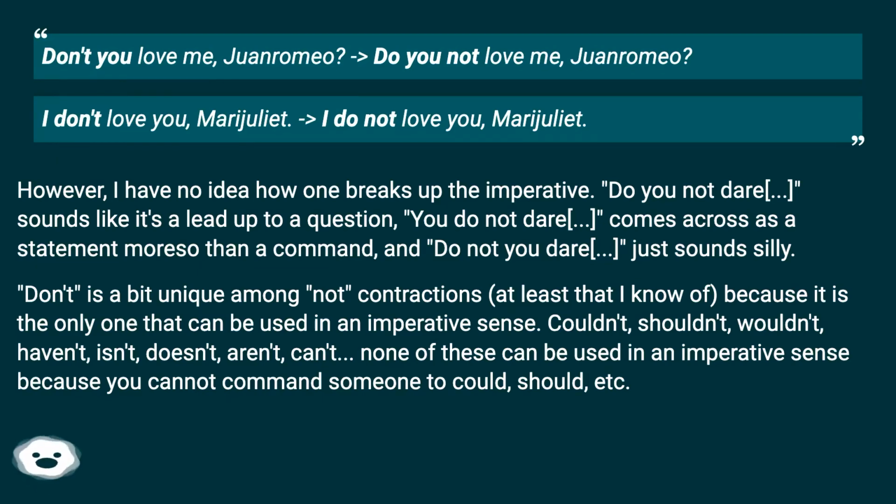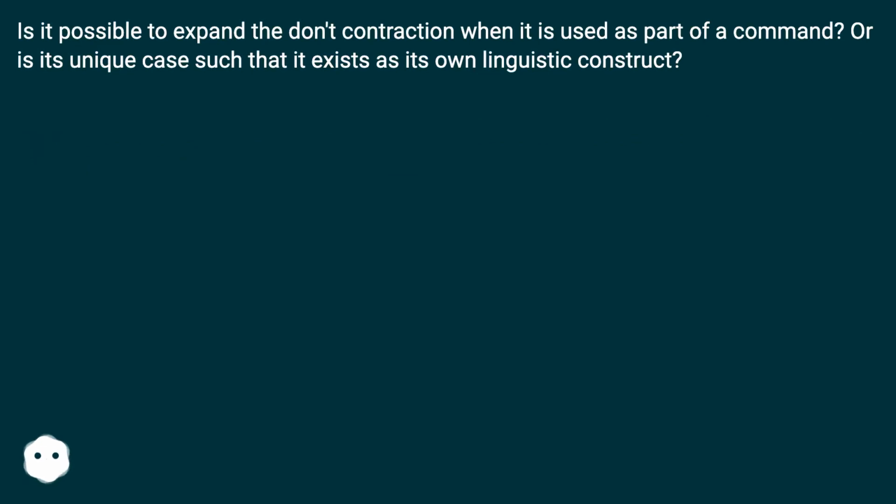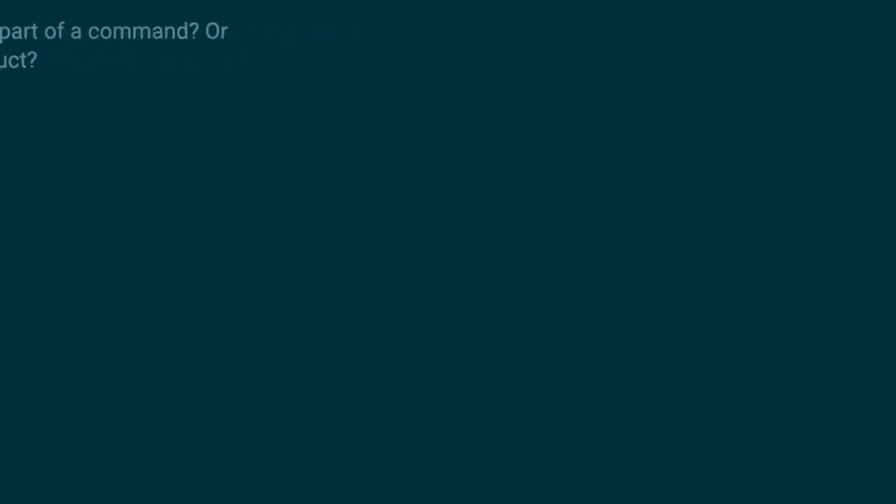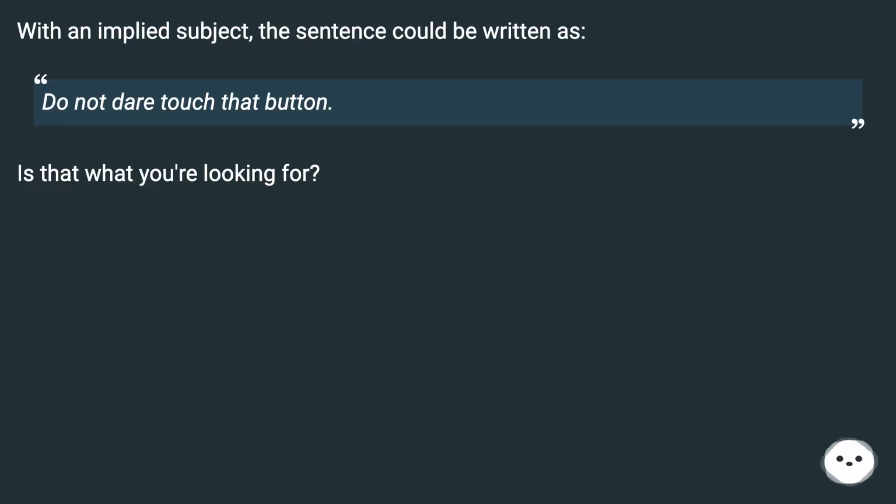Couldn't, shouldn't, wouldn't, haven't, isn't, doesn't, aren't, can't. None of these can be used in an imperative sense because you cannot command someone to could, should, etc. Is it possible to expand the don't contraction when it is used as part of a command? Or is its unique case such that it exists as its own linguistic construct? With an implied subject, the sentence could be written as, do not dare touch that button. Is that what you're looking for?